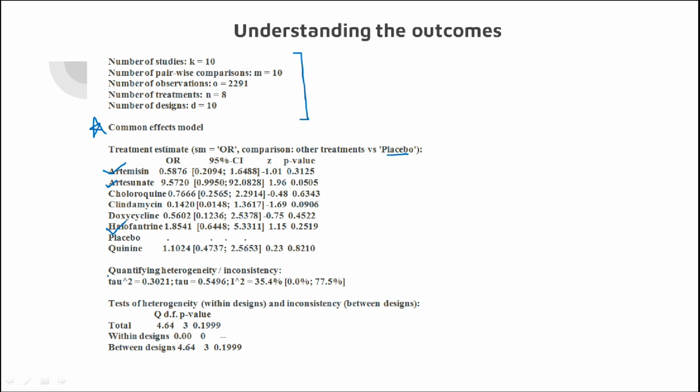Now let us check the heterogeneity of the study. We can check heterogeneity through tau square and through I square. Now tau square value ranges from 0 to plus infinity. Lesser the value, lesser the heterogeneity. Similarly, I square value ranges from 0 to 1. It's 35.4, it is moderately heterogeneous, but it is inconsistent, as we can see from this p-value.